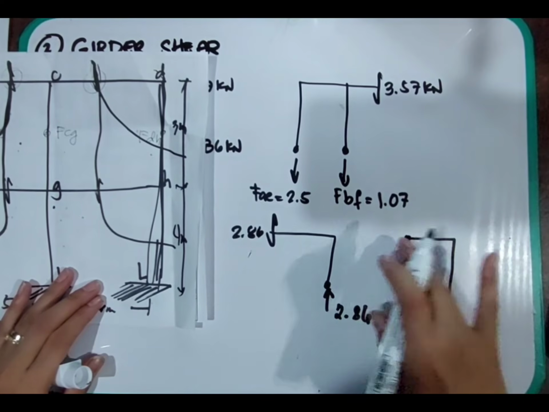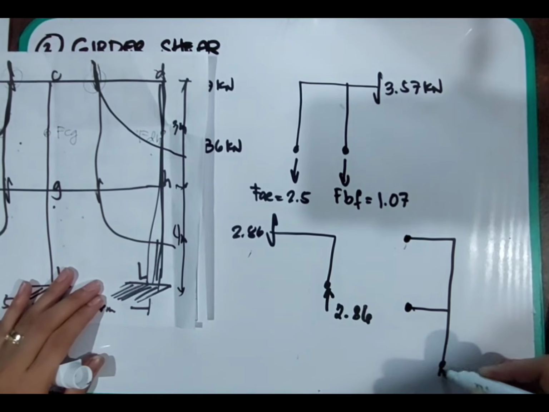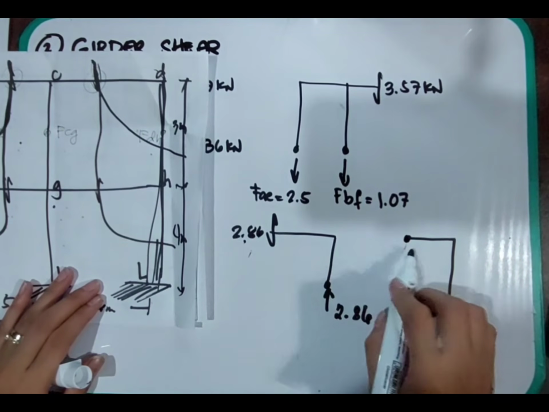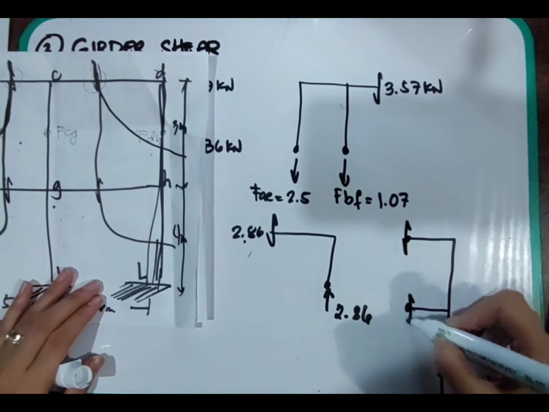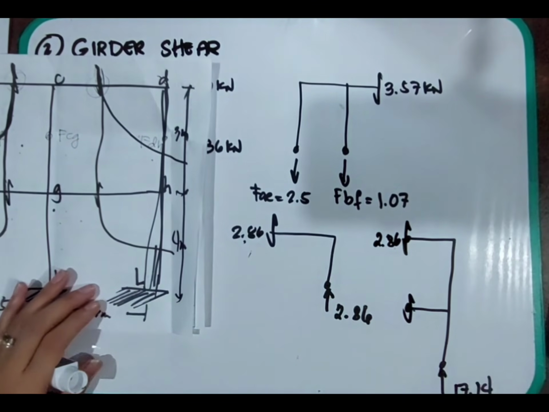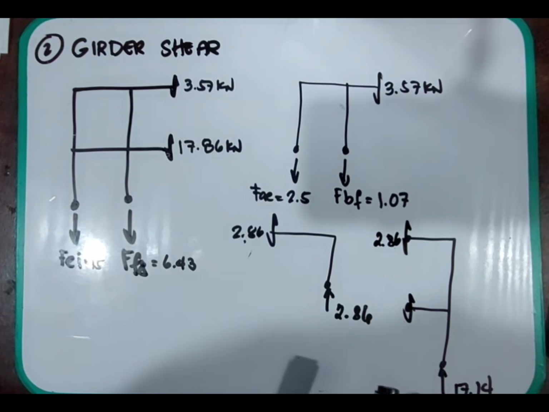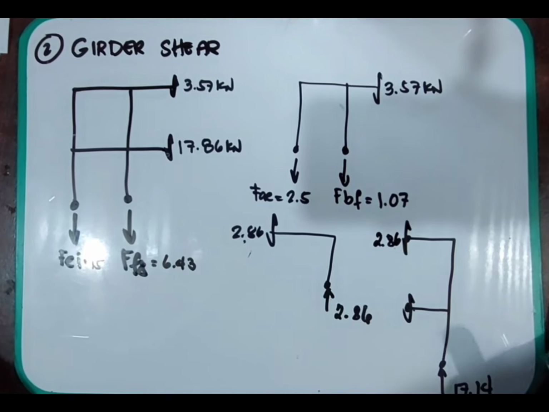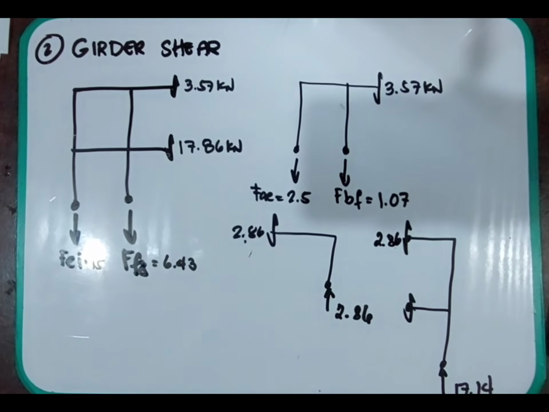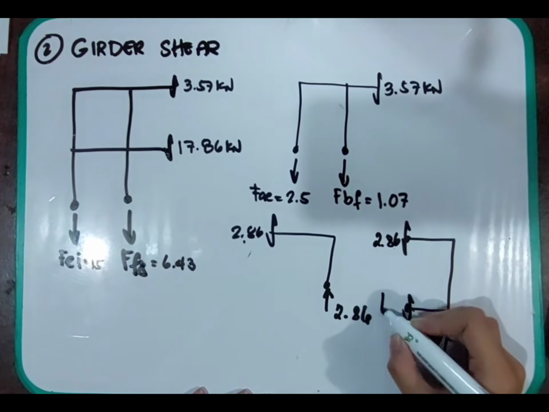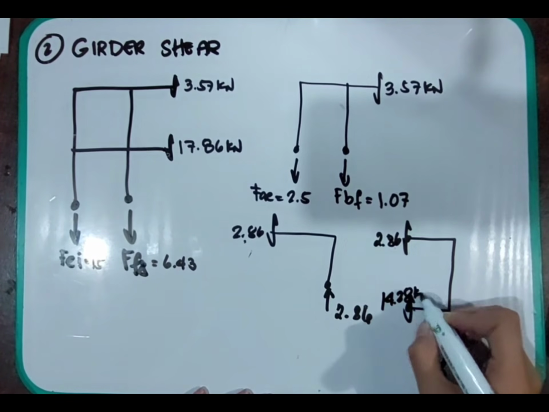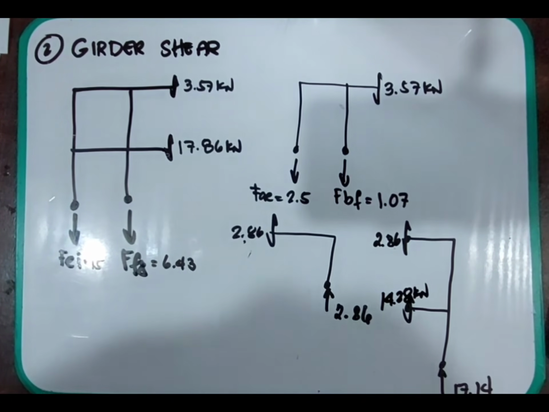Point of inflection. Okay. Ito, pataas. So, this is 17.14. Ito, kukunin natin as your 2.86. This is your shear. 2.86. Tulad ng sinabi ko kanina, i-subtract 17.14 minus 2.86. So, 17.14 minus 2.86. So, that is 14.28. So, ilagay natin 14.28 kilonewton.